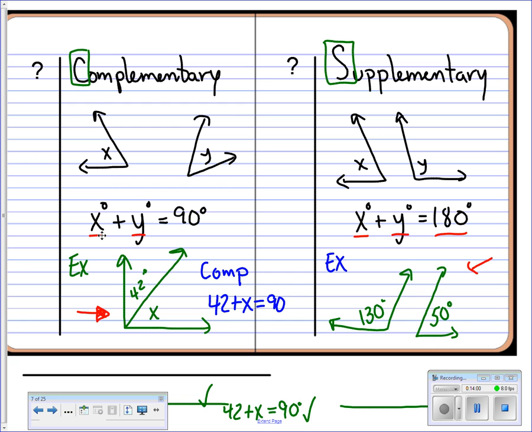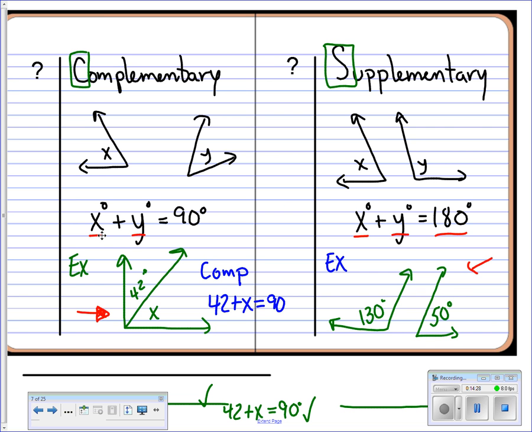Supplementary, complementary. I find that a lot of times students have difficulty remembering which one's which. You know, is complementary the one that's 90 or the 180? This is how you're going to remember. Complementary starts with C, as you can see here, and supplementary starts with S, like you can see here. And certainly everybody here knows that C comes before S in the alphabet. Well, 90 comes before 180 on the number line.